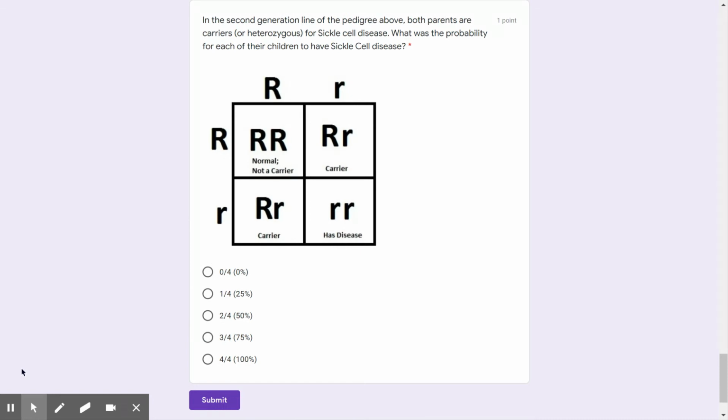In the second generation line of the pedigree above, both parents are carriers or heterozygous for sickle cell disease. What was the probability for each of their children to have sickle cell disease? So was it 0% or 0 out of 4? 25% or 1 out of 4? 50% or 2 out of 4? 75% or 3 out of 4? Or 100%, 4 out of 4?